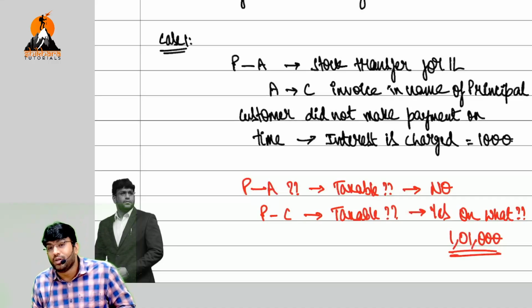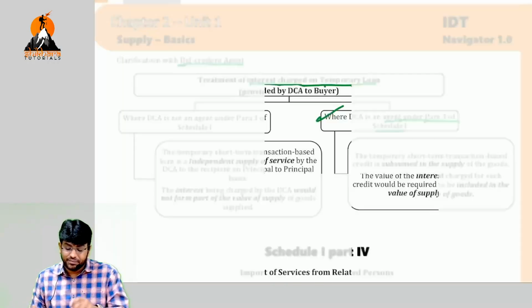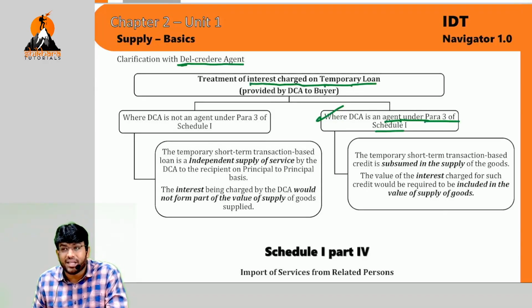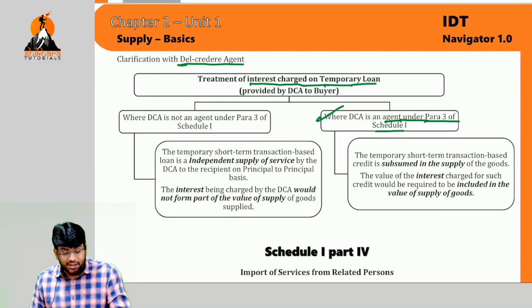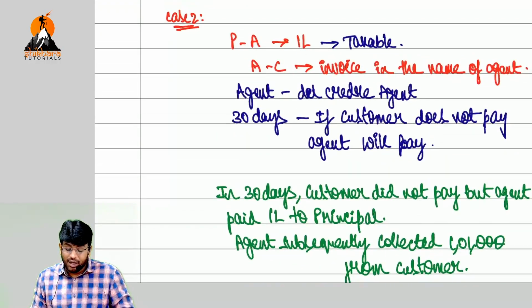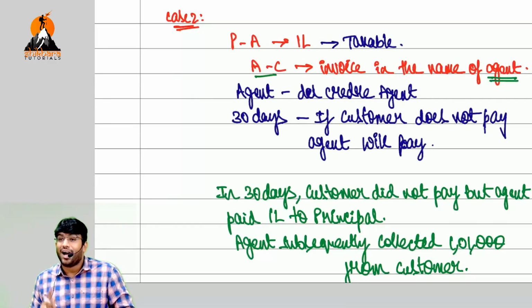P2A taxability will come only when agent issues invoice to customer in his own name. Exactly. Now get back. Read that line again. Where DCA is an agent. When DCA will be agent under para 3? When agent issues invoice to customer in his own name. This is what happened here, no? Read again one more time here. Second case scenario. Agent issues invoice to customer in the name of? Very good.